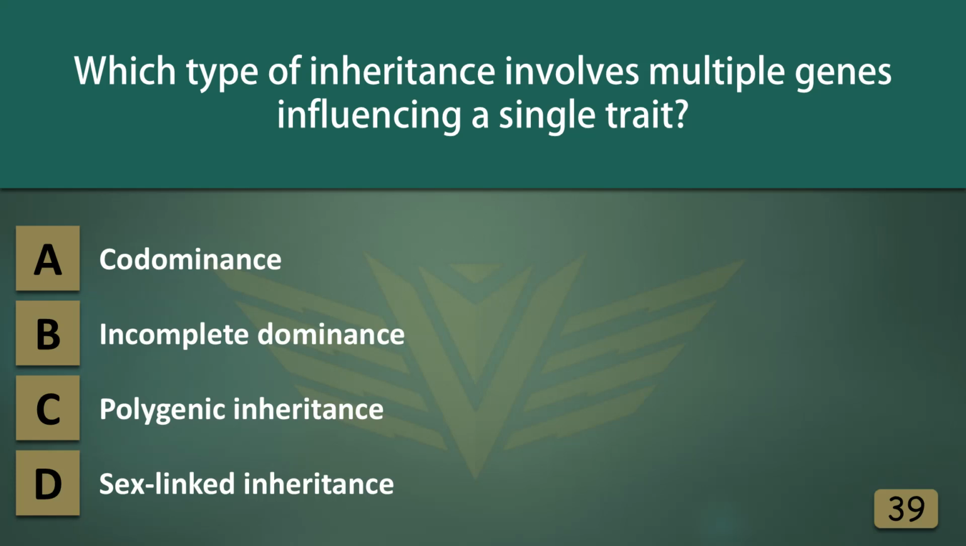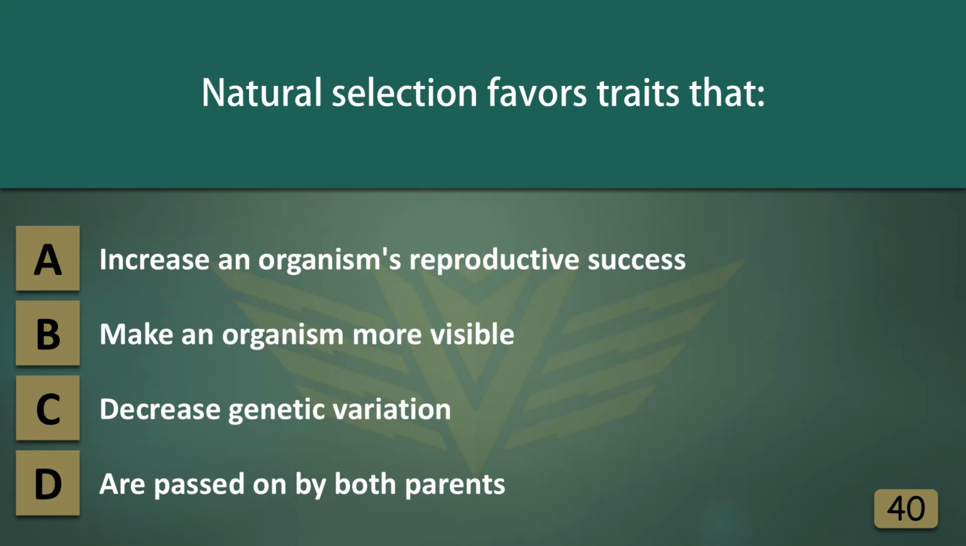Which type of inheritance involves multiple genes influencing a single trait? A. Codominance. B. Incomplete dominance. C. Polygenic inheritance. D. Sex-linked inheritance. The correct answer is C. Polygenic inheritance. Polygenic inheritance occurs when multiple genes influence a single trait, resulting in a wide range of phenotypes, such as human skin color or height. Natural selection favors traits that A.